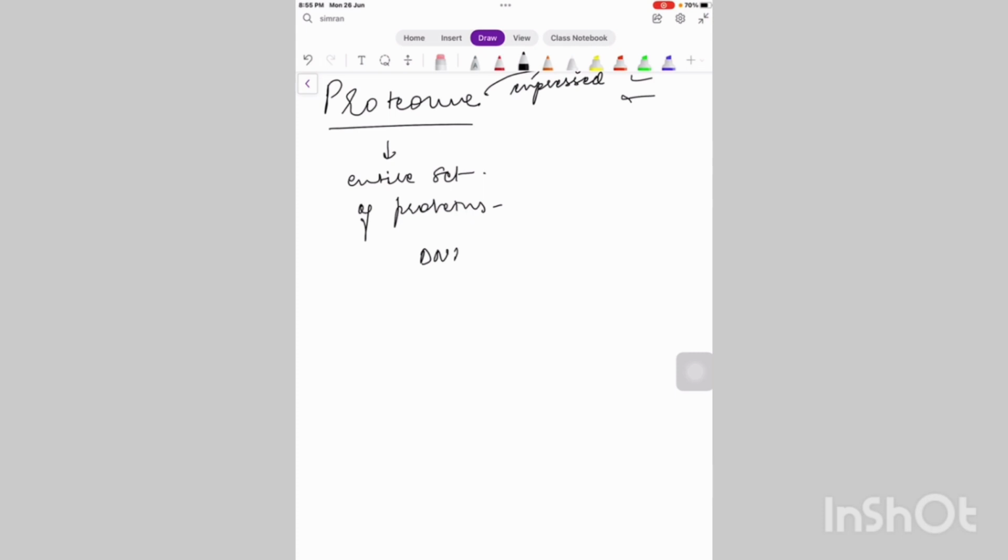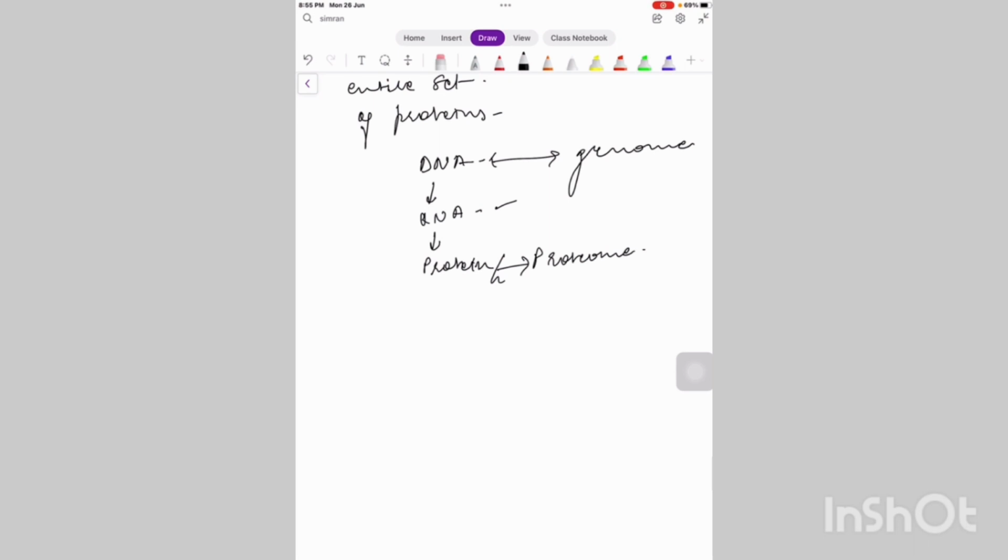DNA, then RNA, then protein is made from this. So DNA we can call the genome. Then this is something known as the transcriptome, and then finally the proteome. So this is the number of proteins.